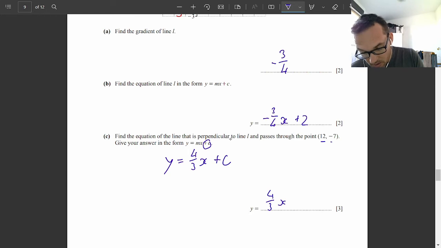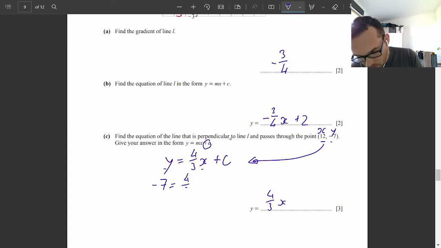That's what we have to figure out now. But we have the y and x values in the coordinate that they've given us. That's an x, that's a y. So we can simply substitute those values into our equation. So y is -7, x is 12, and then calculate it. 4/3 times 12 is 16.